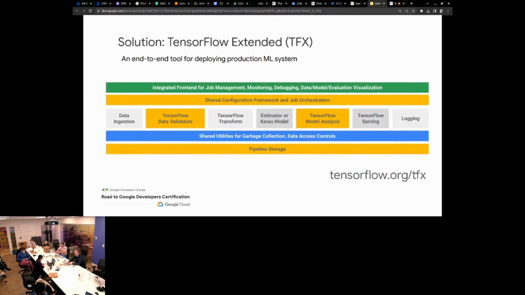Again, our beautiful Google comes in handy. Google provides us with TensorFlow Extended, which, as we discussed before, covers the whole basis from data ingestion, data validation, transforming, the beautiful Keras, model analysis, serving, and logging.